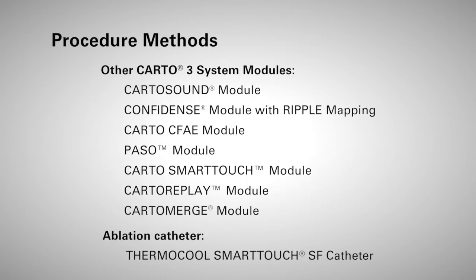The other modules that I use actively with the CARTO 3 system are listed here, including CARTO Sound. Confidence is performed for all maps. I use VisiTag for marking all ablation sites. Ripple mapping, of course. I use CARTO Cafe on occasion. PASO is also loaded, along with the CARTO SmartTouch catheter, CARTO Replay, and CARTO Merge. The ablation catheter in this case was a SmartTouch SF catheter.